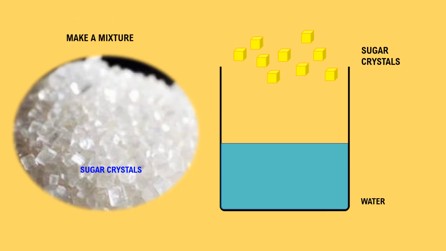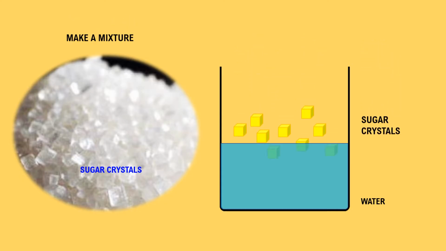Pour some water into a beaker. Place 1 teaspoon of sugar into the water. Stir the mixture for a few minutes. You will observe that the sugar cannot be seen anymore.